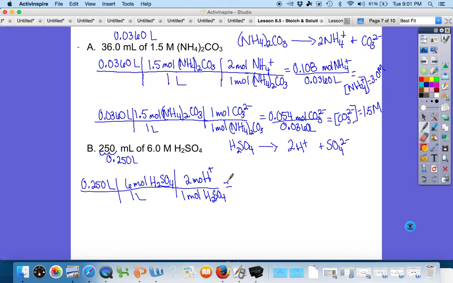So 0.25 times 6 times 2 should give us 3 moles of our hydrogen ion. Divide by our volume of 0.250 liters. And the concentration of our hydrogen ion is 12 molar.